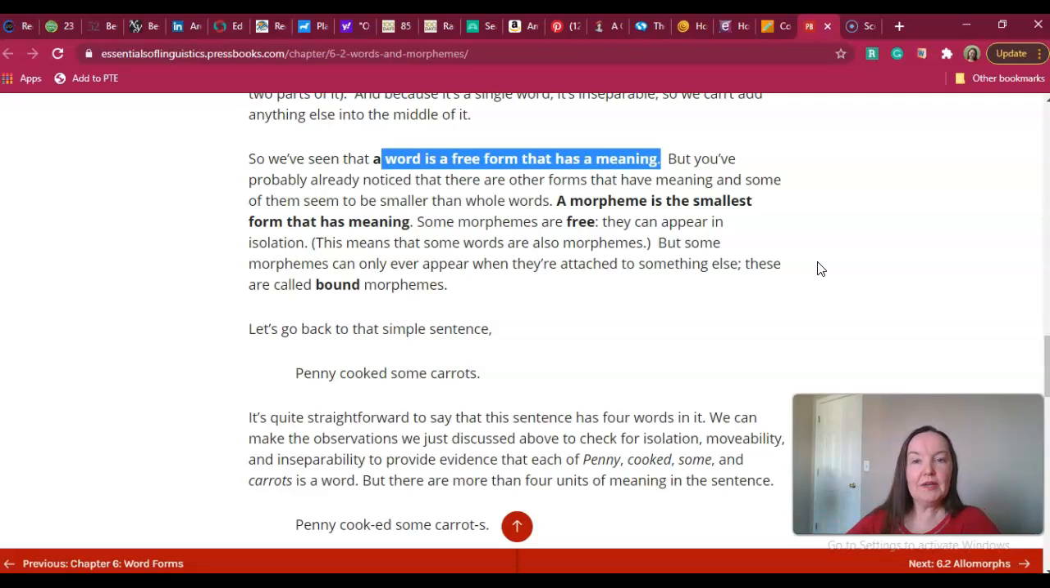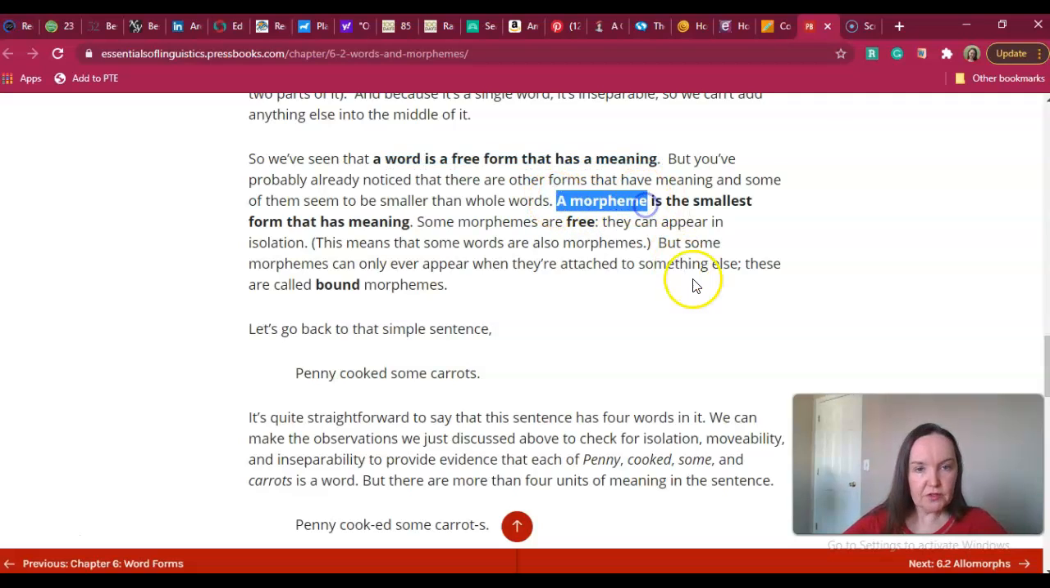But now we need to move on to what is a morpheme. We know what a word is. We know it has meaning. We know it has a form. We know it can exist in isolation. We know that we don't break it up into separate parts and move the parts around because it wouldn't be the same word anymore. But now we need to move on to the concept of a morpheme. So a morpheme is the smallest form of a word that has meaning.